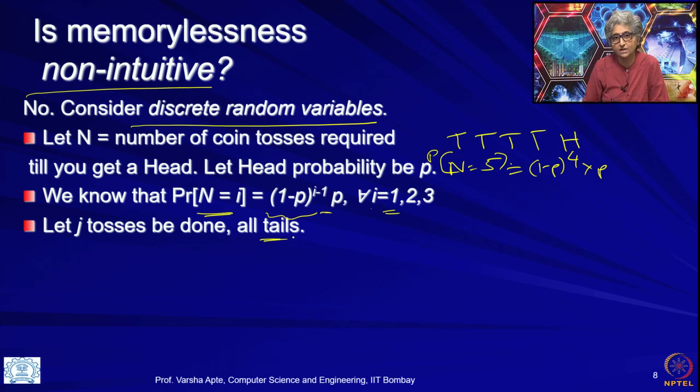Now suppose j tosses are done, and they were all tails. When you know this, what do you know? You know that you are going to need at least one more toss to get a head. So in fact you know now that n is going to be strictly greater than j, or n is going to be greater than or equal to j plus 1.